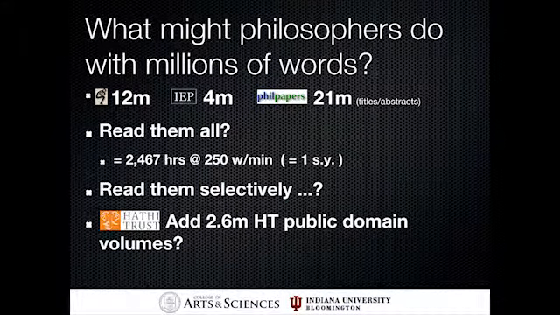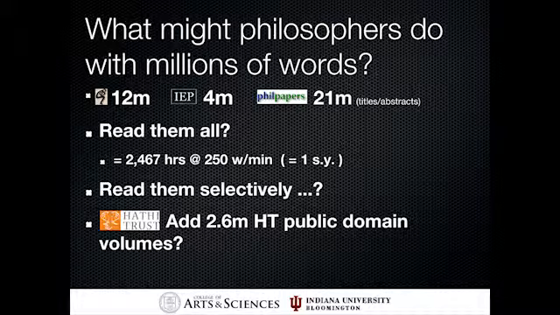So, what might philosophers do with millions of words? Well, before we get into the HathiTrust collection, how much are we looking at? The Stanford Encyclopedia of Philosophy is 12 million words. The Internet Encyclopedia of Philosophy is 4 million words. And we've also been working with the PhilPapers database, a collection of about 480,000 bibliographic records, about half of which come with abstracts. So titles and abstracts together give you about 21 million words there.